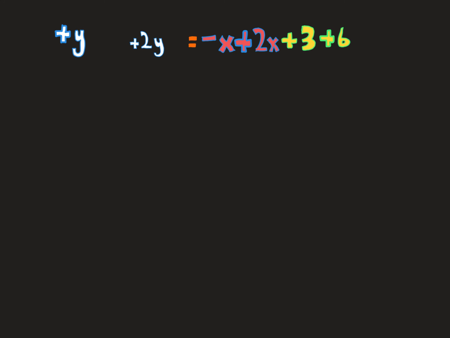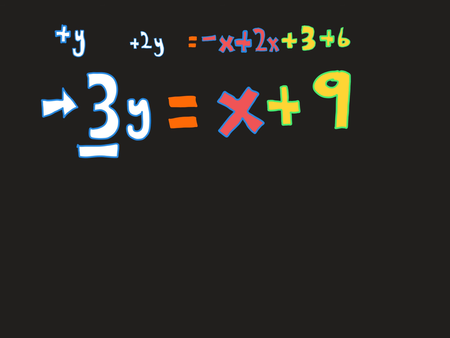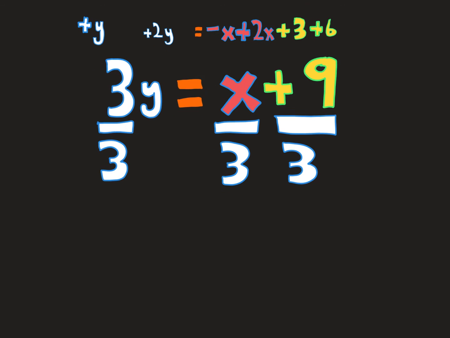Now we can just combine the like terms. y plus 2y is 3y. Negative x plus 2x is just x. And plus 3 plus 6 is plus 9. Always the very last step is to get rid of the coefficient. So we're trying to solve for y, so we want to get rid of that 3. So we can just divide everything by 3 and we're done.